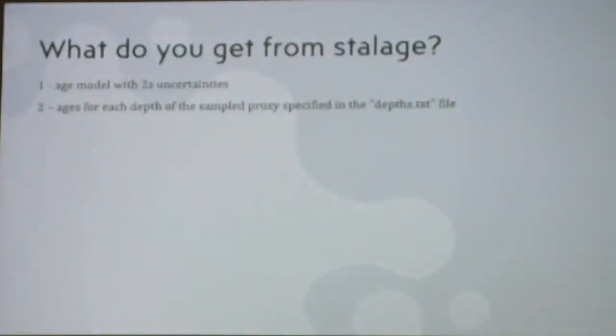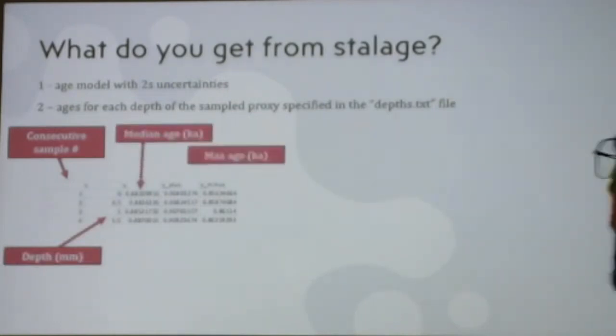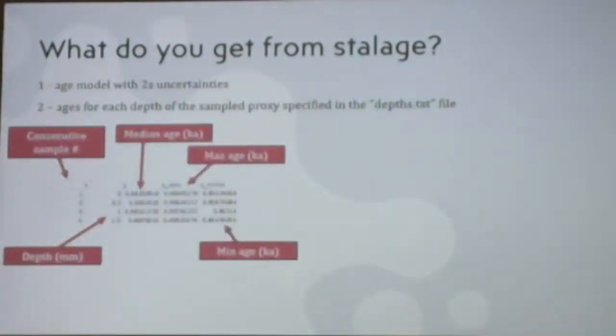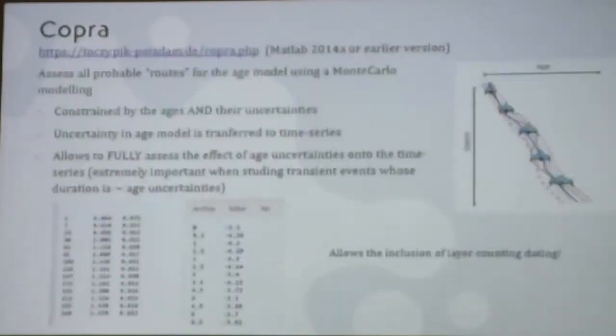And these are all the iterations that it is actually doing to calculate. And this is your age model, basically, what is happening. What do you get? You get a text file with an X, Y, plus Y plus and Y minus, the consecutive sample number, the depth of your proxy sample, the median age for that depth, the maximum age, the minimum age, and you can then have an age model. This is really an age model because it's actually giving you an age and an uncertainty for each sample point of your proxy.